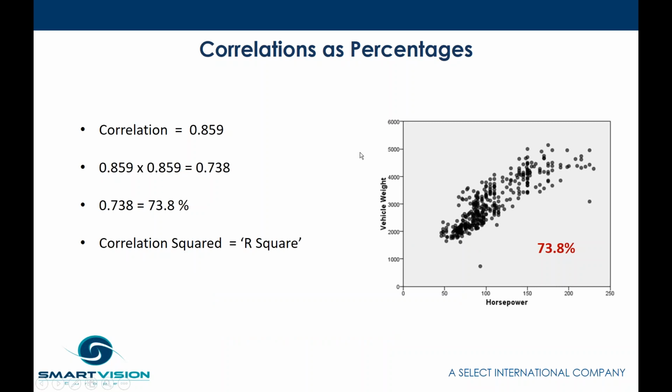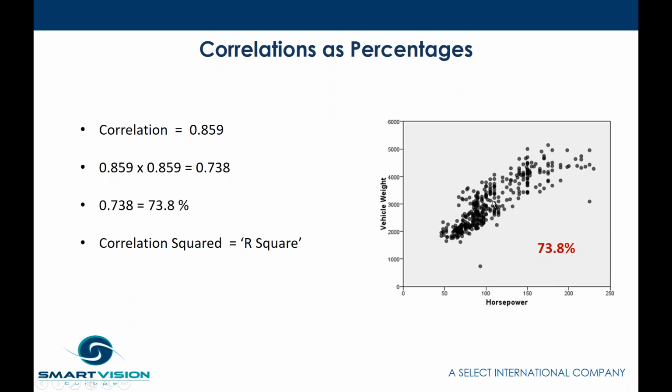Okay, what happens if we want to take correlations and convert them into something that's a bit more meaningful, such as a percentage, rather than an arbitrary value that ranges from -1 to +1? What we can do is square the correlation. So a correlation here of 0.859, if we square it, we multiply it by itself, we get a value of 0.738, which means that 73.8% of the variation in one of the fields is shared by the other field. And this is called the R square. If you remember, the correlation is called the R value, or Pearson's R. So if we square it, it's called the R square value.